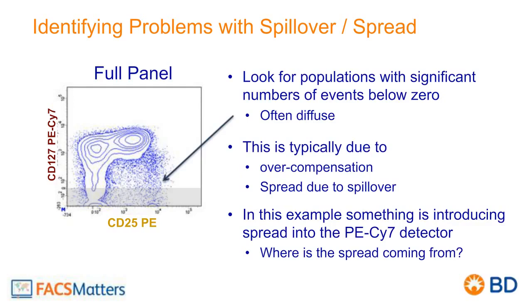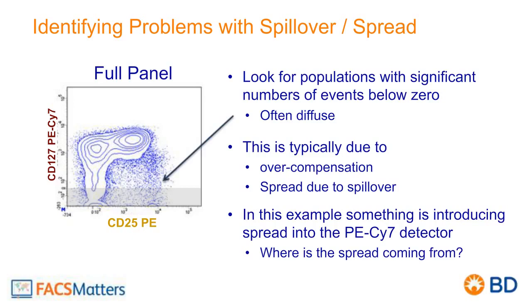If you remember the very first slide of this presentation, we showed you a spillover of PE into PE-CF, and it went from minus 3,500 to positive 3,500. That's a lot of spillover. The compensation can be exactly correct. Go back and look at that slide and you'll see that the compensation is exactly correct and yet you're going to have negative numbers. That means a lot of spillover.